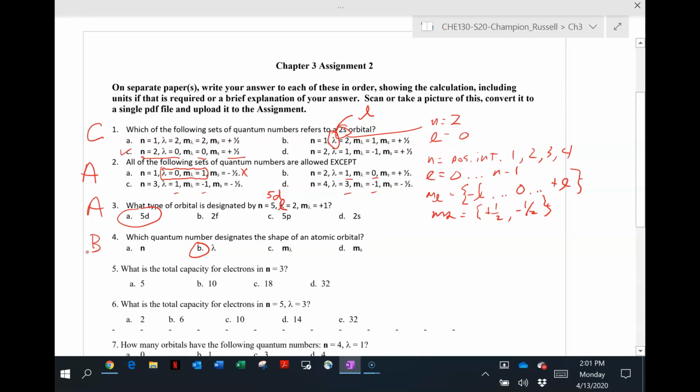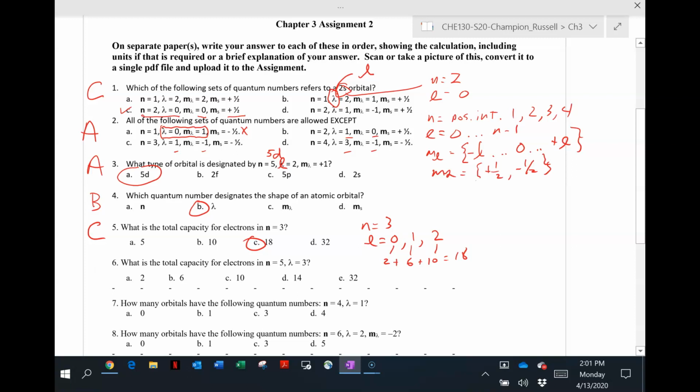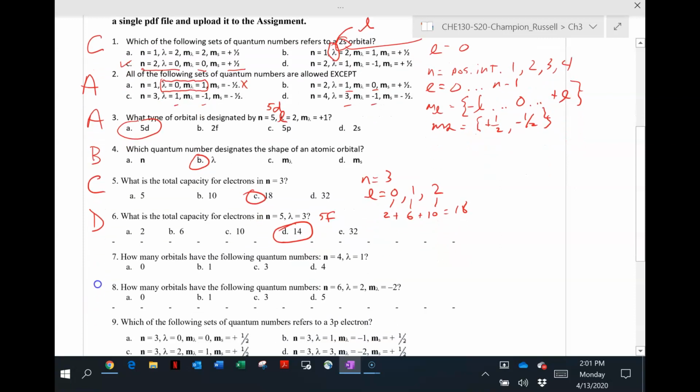Okay, total capacity for electrons in n equals 3. So if n equals 3, L can be 0, 1, or 2. The s orbital can hold 2, the p orbital can hold 6, and the d orbital can hold 10. 2 plus 6 plus 10, that's 18. So C there. Total capacity for electrons in n equals 5, L equals 3. That would be a 5f orbital. F orbitals hold 14. And you can look at that again on the periodic table and see where the F region is there and count the 14 boxes.